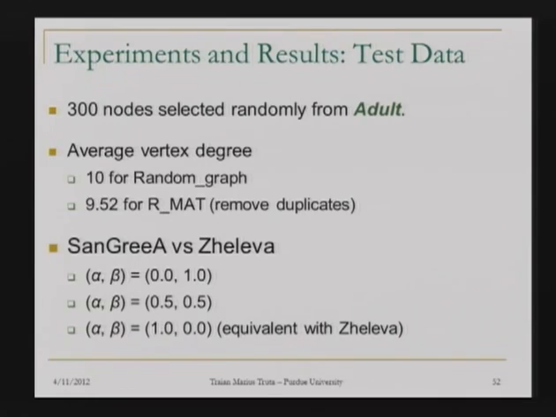And then we run the Sangria algorithm for various values. And why do we use here the term Zeleva? Because Zeleva has used a similar algorithm, but she never referred to structure. She used only node attributes to create the clustering. Therefore, when you use just the node attribute values, this is equivalent to an existing algorithm already proposed by Zeleva and Getoor from University of Maryland.